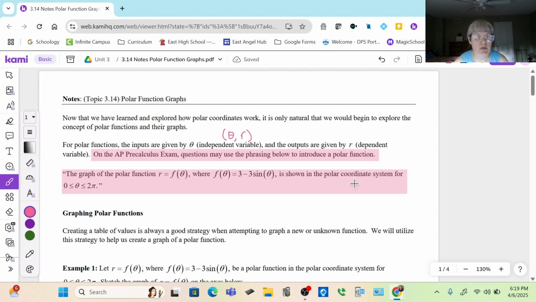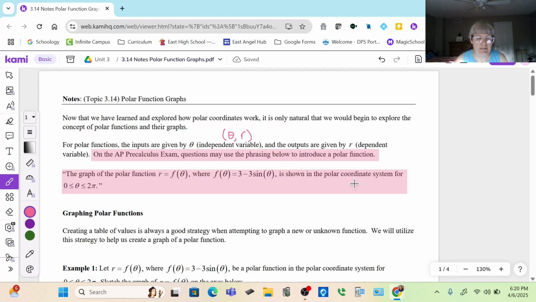Hello, this is Mrs. Scarpel with topic 3.14, polar function graphs. So if you remember from topic 3.13, for polar functions, we can identify the ordered pairs as (theta, r), where theta is the independent variable, r is the dependent variable.